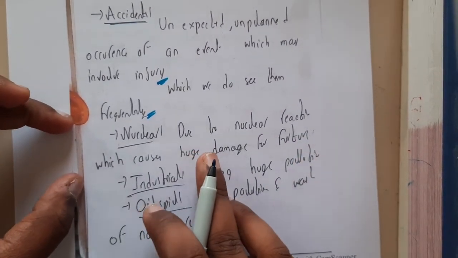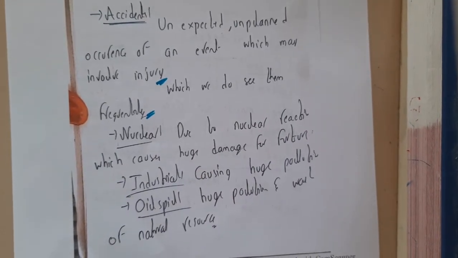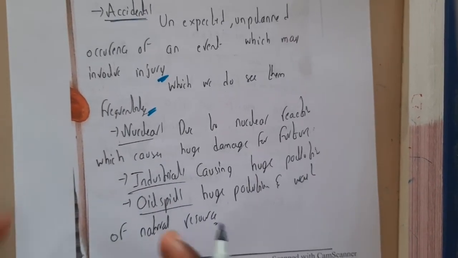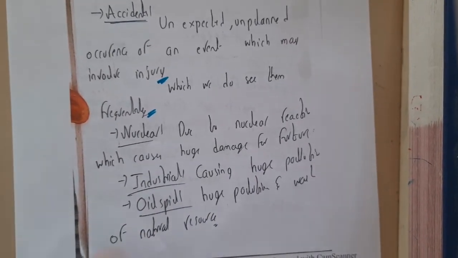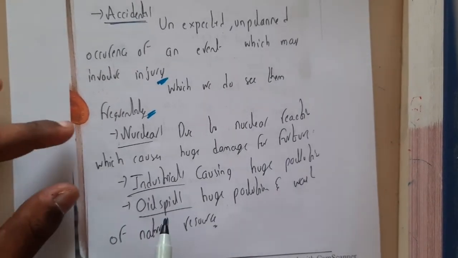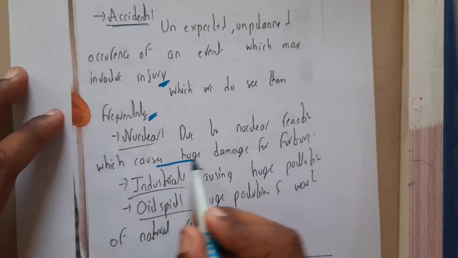Similarly, nuclear. Nuclear disasters are, if you take a small example, Hiroshima, Nagasaki, right? Yes. There was a nuclear explosion there, and even today plants will not grow there properly, and humans cannot live there easily, right? So that is nothing but a nuclear effect or nuclear reaction which caused huge damage for the future.